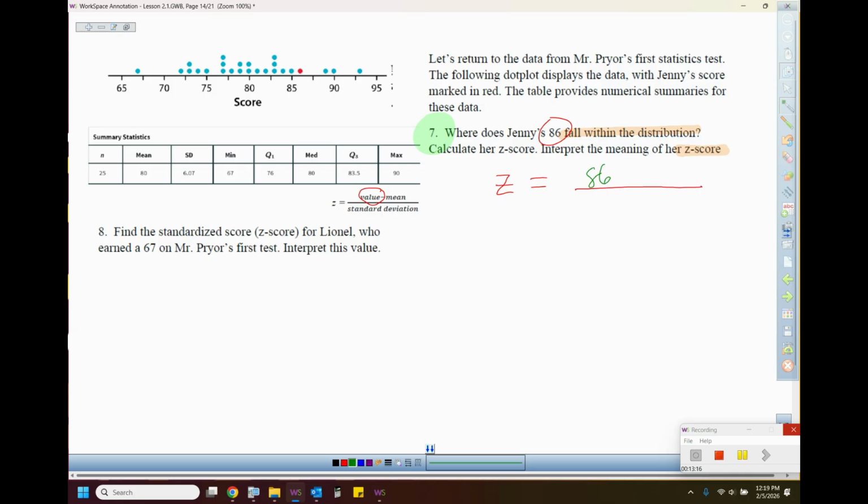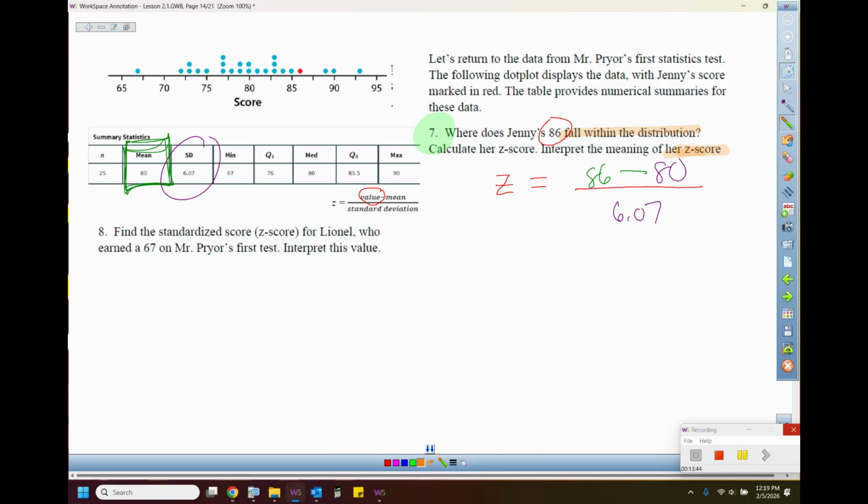Then it says take away the mean. We will go to the summary statistics and figure that out right here. Do you see the mean is 80, right? So we are going to just put the number 80 right there. Jenny scored an 86, and the mean is 80. But then we have to divide by the standard deviation. Do you see it says 6.07 right there for standard deviation?